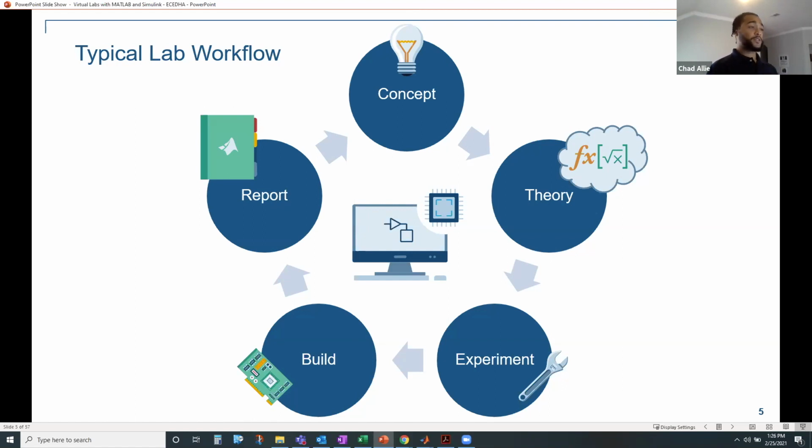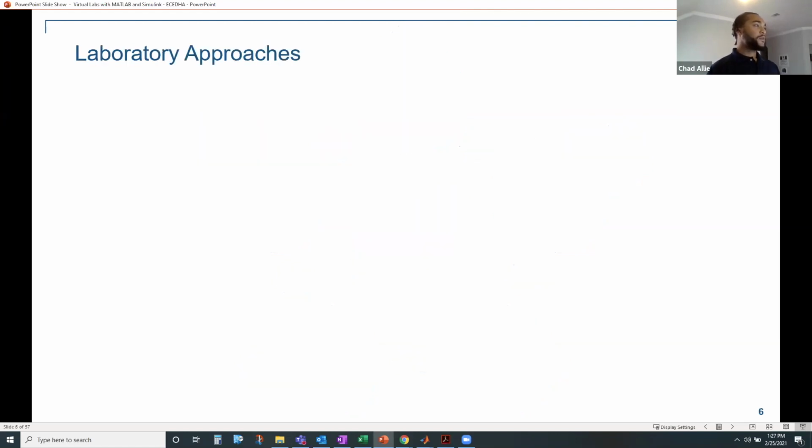Now, this is the typical workflow that we've come to understand for in-person sessions. So what does that look like? You might be wondering what that looks like to go into an online setting. And so that's where we come to talk about our different laboratory approaches.